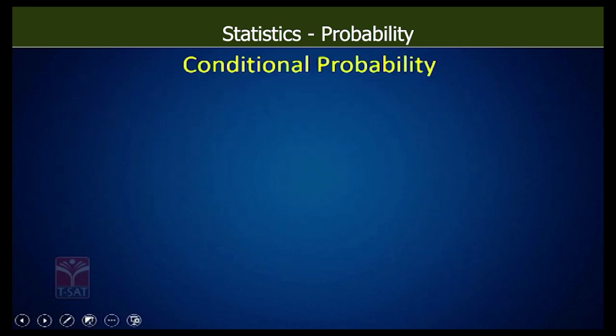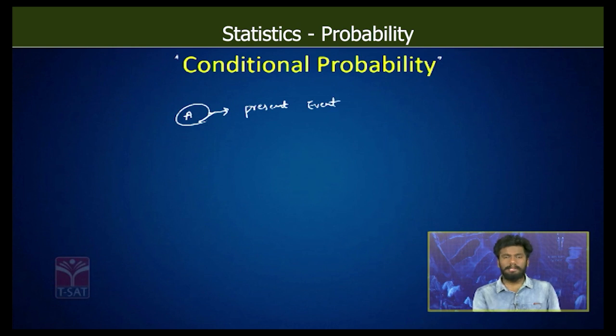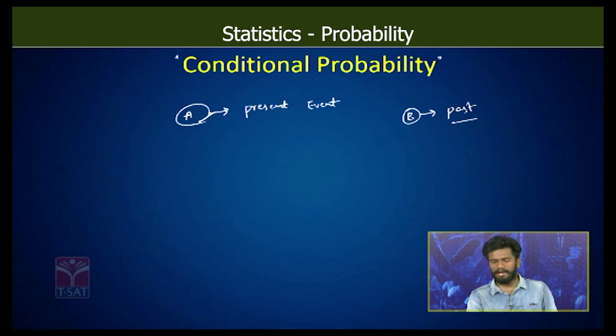Now, conditional probability. So what is this conditional probability? Let us assume there is an event A, it is occurring. Let us consider the event A, which is the present event which we are doing. Now let us consider there is other event B, which has occurred in the past. In the past, the event has already happened.